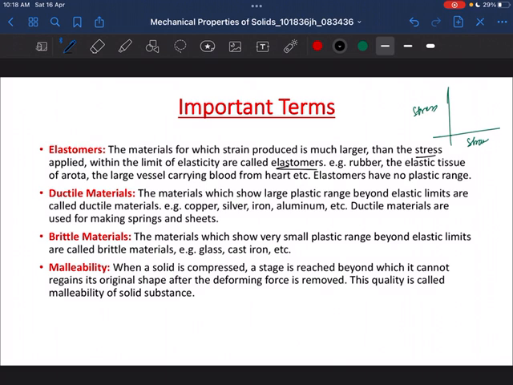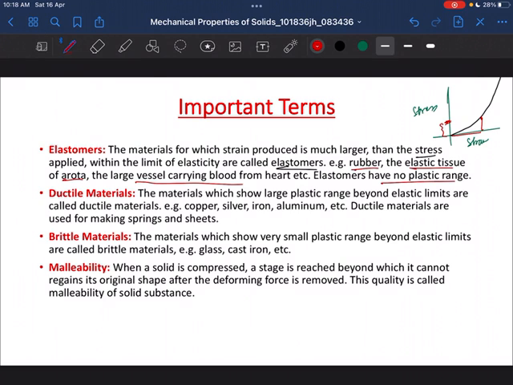For a small amount of stress you have higher amount of strain. You see, if you look at this region, यहाँ पर देखो कि कम स्ट्रेस दिया लेकिन how much is the elongation, तो it's bigger, right. So this is how we get elastomers. Now the example is elastic tissue of aorta, then rubber, then large vessels carrying blood from heart, and elastomers have no plastic range. तो इसका कोई plastic range नहीं होता है.